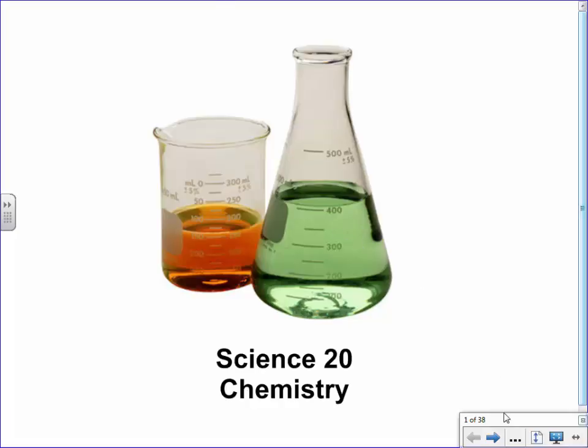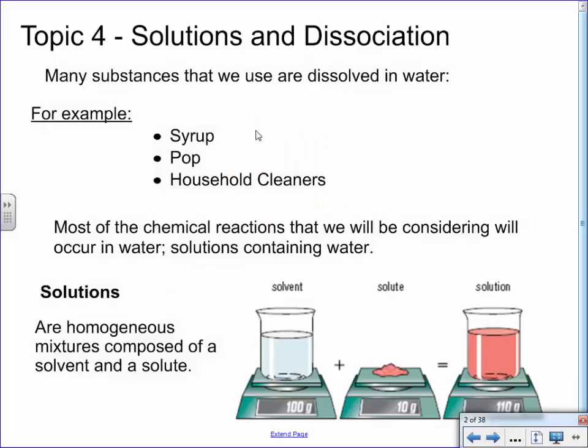So I'm going to start this as though it's topic 4, just because Kelsey did topics 1, 2, and 3, so I just figured we'll make this number 4. What we're going to talk about today is the first third of our unit, which is on solutions. What's a solution?